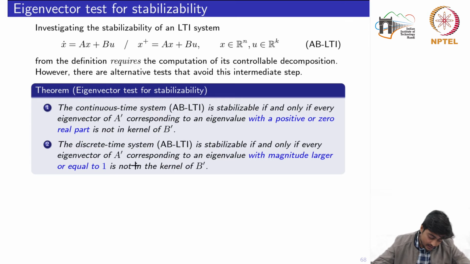Okay. Similarly, for the discrete time system, the condition of unstable eigenvalues would turn into the eigenvalue with magnitude larger than or equal to 1. Okay, which are outside or on the boundary of the unit circle.